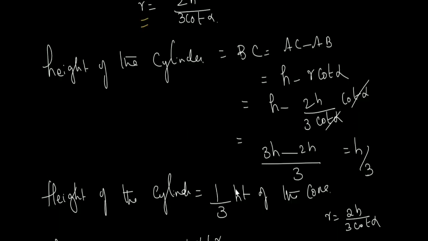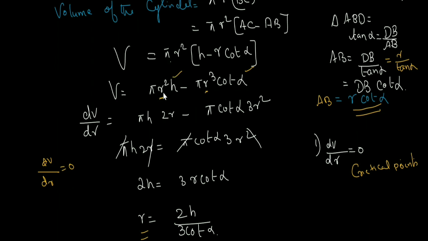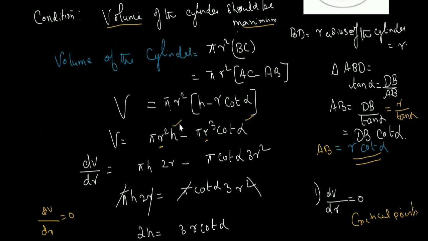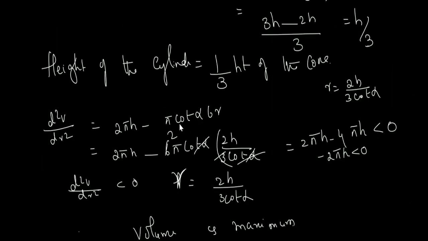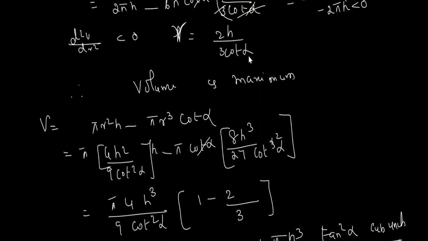Now the question is, find the volume also. So what is the volume of the cylinder? This is the volume of the cylinder: pi r square h minus pi r cube cot alpha. So substitute r. We already found r as 2h by 3 cot alpha. So r square will be 4h square by 9 cot square alpha into h, minus pi cot alpha r cube. R cube is 8h cube by 27 cot cube alpha.